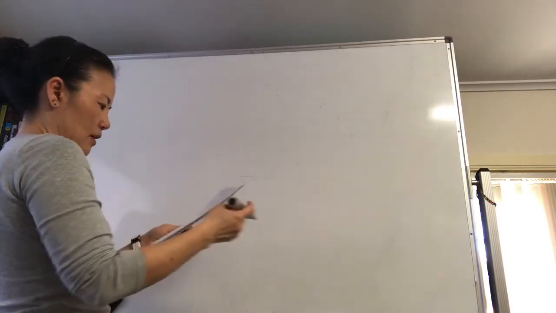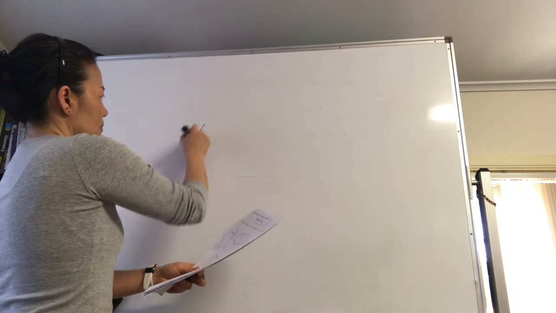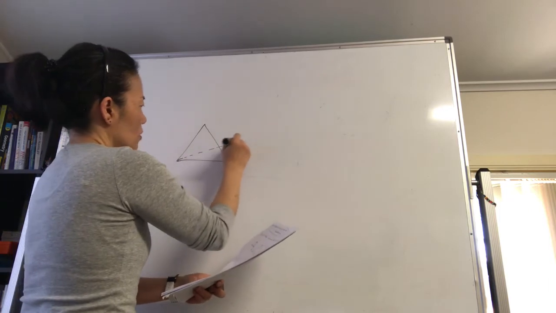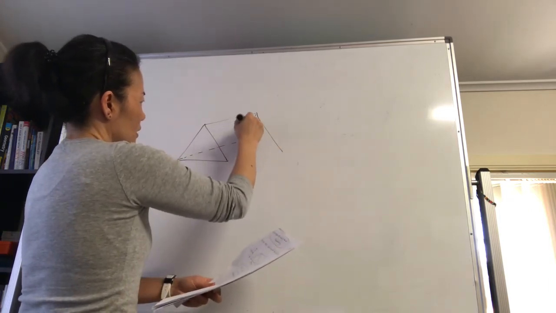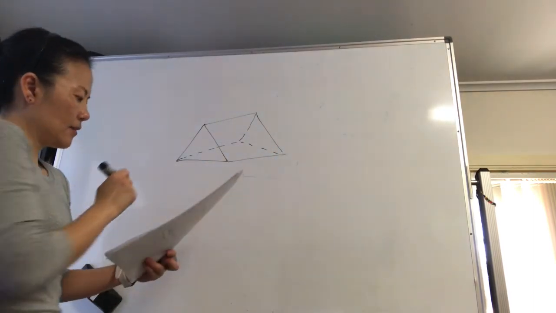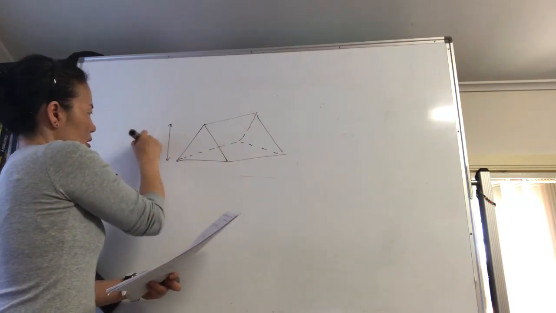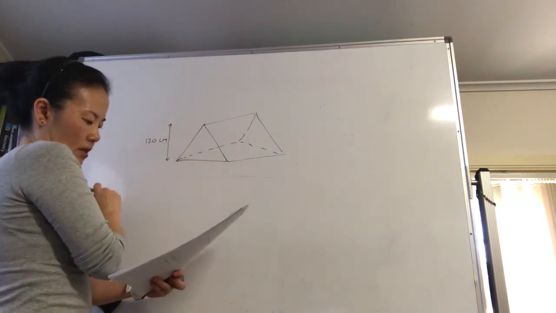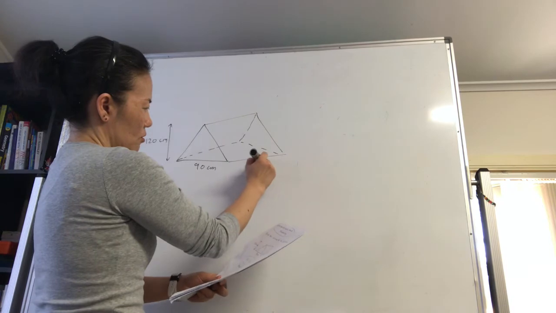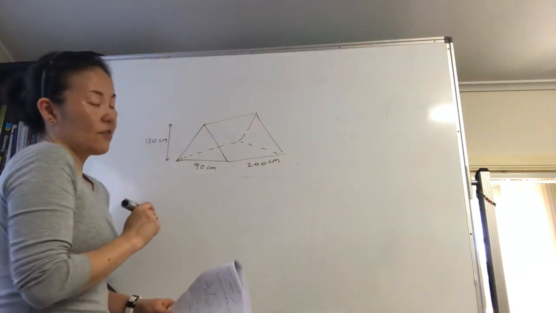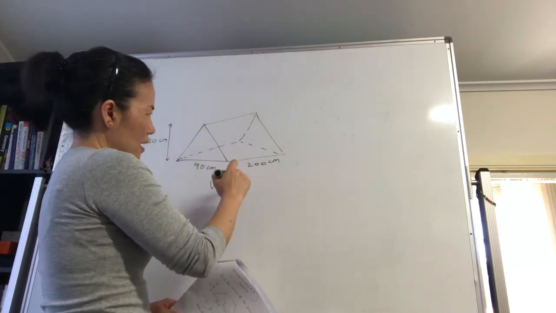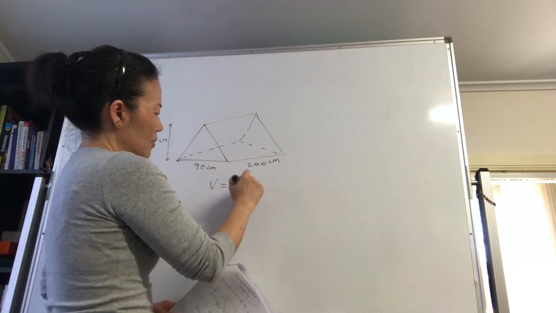So I've got this prism, a triangular prism. I'll just draw it roughly. Okay, something like that. And the height here is 120 centimeters, and that's 90 centimeters, and this is 200 centimeters. Okay, I need to find the volume. The volume is area of base times height.